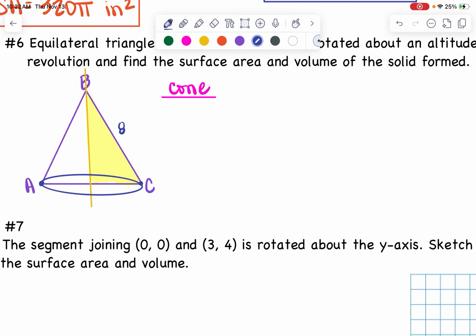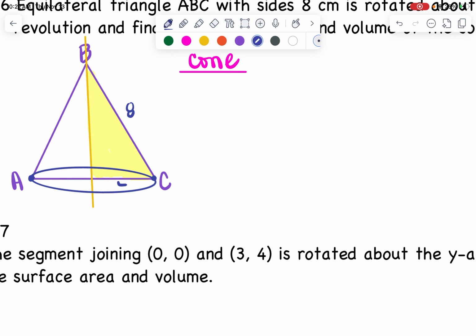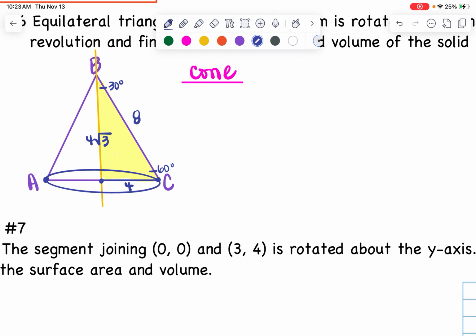And I know that this is 4, which is the radius, because it's half of the base of 8. And of course, this is a 30, 60, 90. So I also know that my height is 4 root 3, or you can do Pythagorean theorem if you want to. I'll go ahead and throw the little 30, 60, 90s in just as a reminder. I think that's pretty much everything we need. We've got all 3 sides of the right triangle, so we should be good.